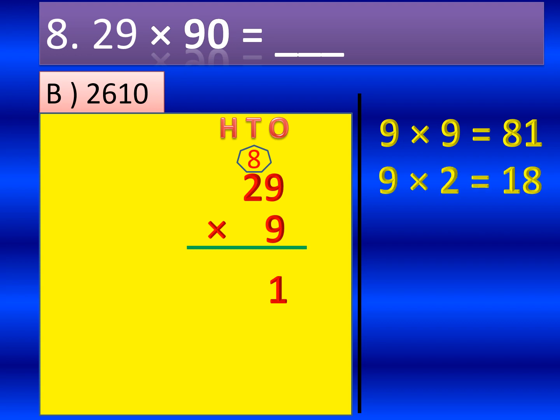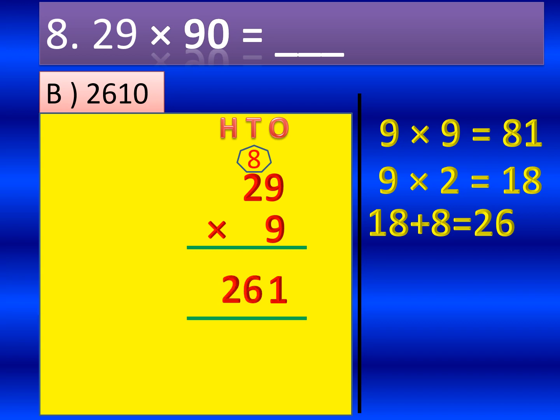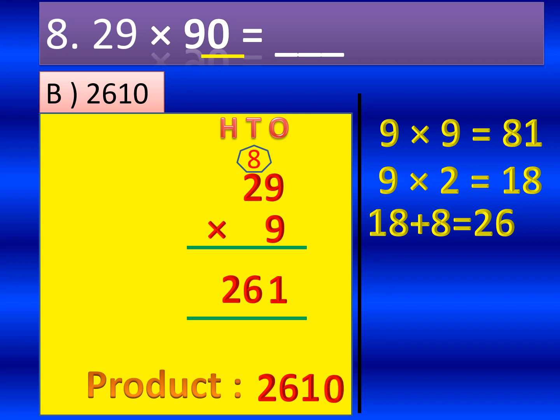Now next, 9 2s are 18. This 18 is to be added with 8. So 18 plus 8 is equal to 26, which is to be written next. Now the final product is equal to, along with the previous product, 261. 0 is to be considered from the second number 90. So the final answer is 2610. So the final option is option B, 2610.